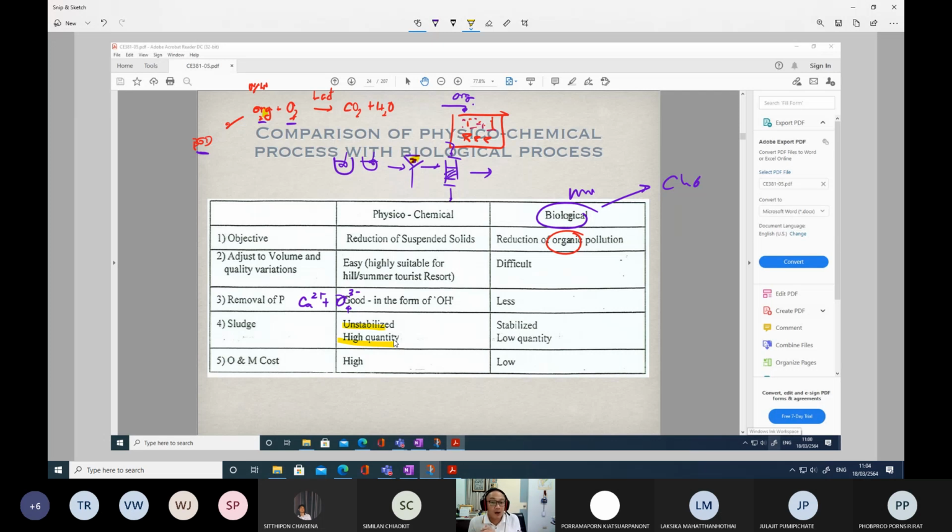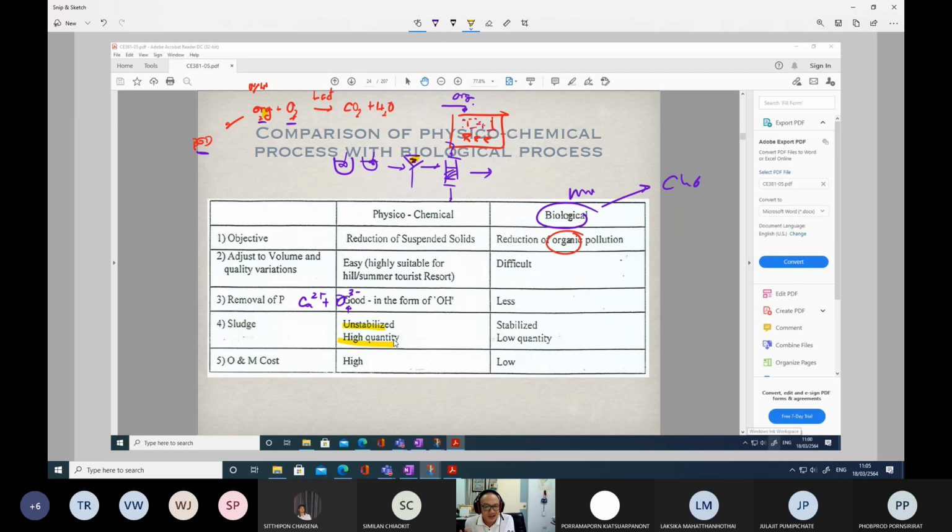In one day, water treatment plants may produce a huge amount of sludge. Some plants, the larger plants, may produce up to several tons of sludge, over 10 tons for the large plants. That is why we have to handle the sludge properly. For the unstabilized sludge, we prefer the stable or stabilized sludge.